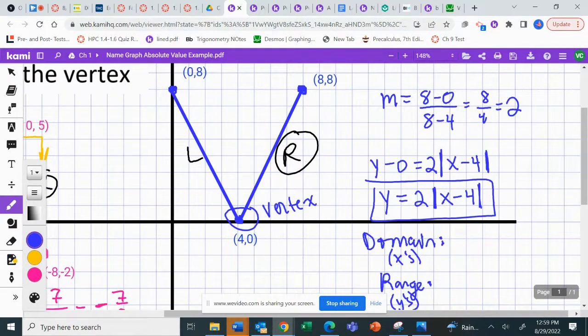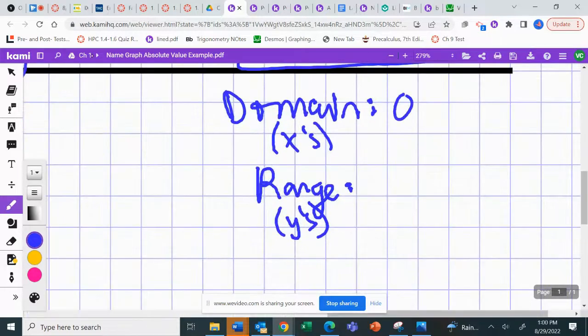What's the smallest x? Yell it out. What's the smallest x? 0. What's the biggest x? 8. So we go 0 less than or equal to x less than or equal to 8.